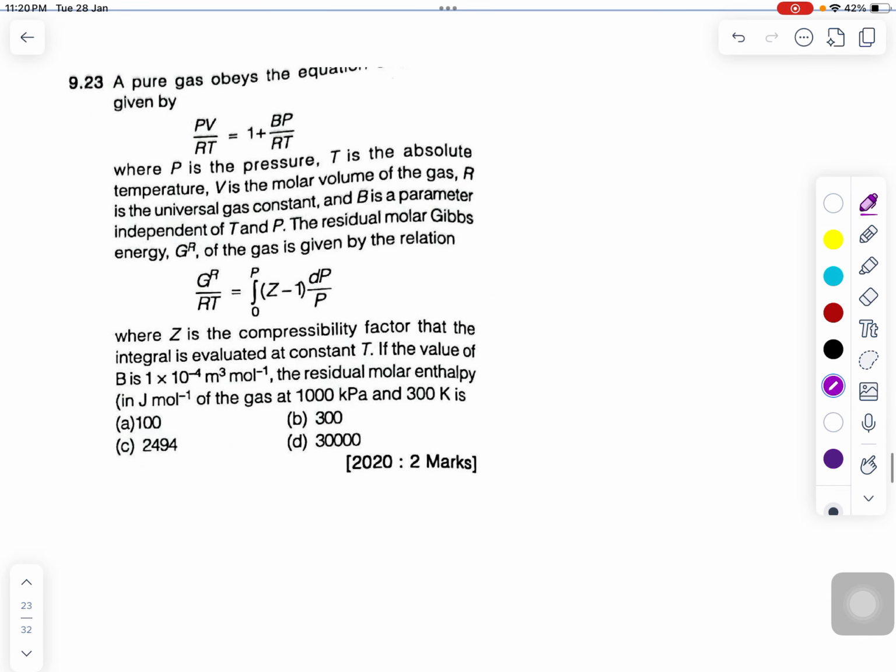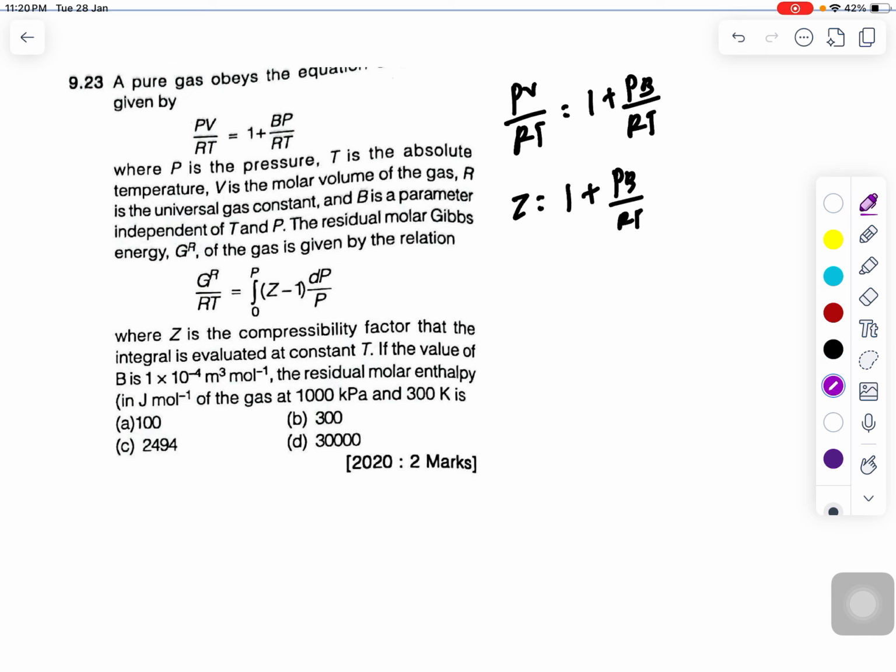Okay, coming to the next problem. This is also a very important kind of problem. Here the question says that the value of PB by RT, that is equal to 1 plus PB by RT. This is exactly similar to the questions that I have solved earlier. So PB by RT is called Z, that is equal to PB by RT.